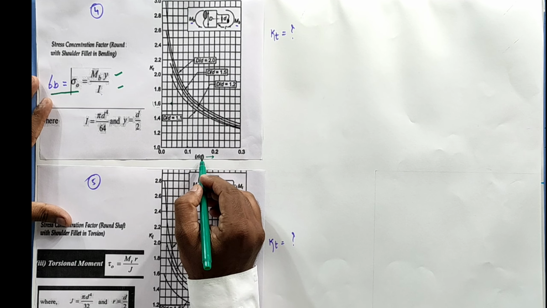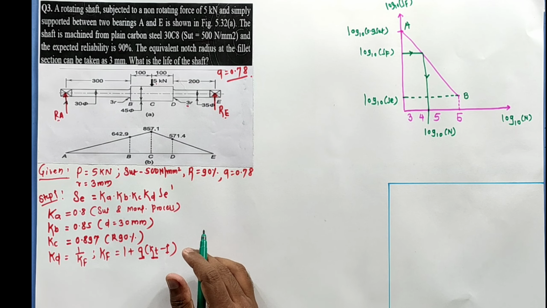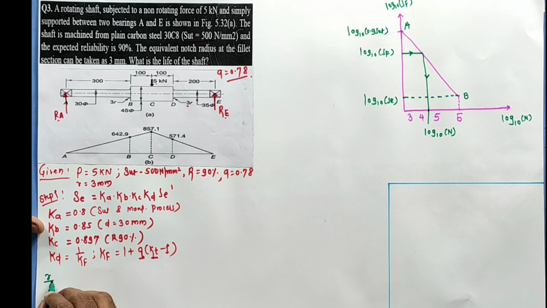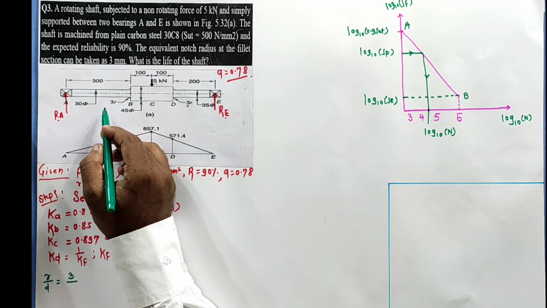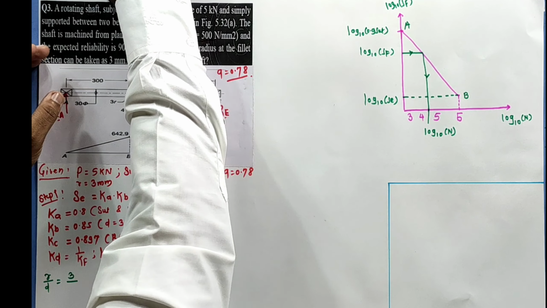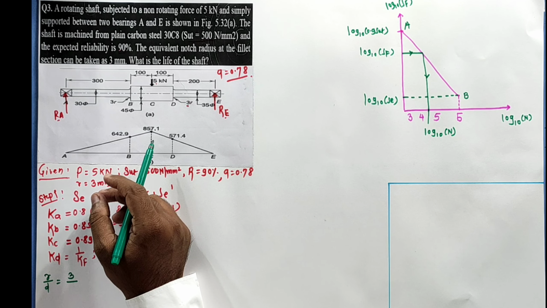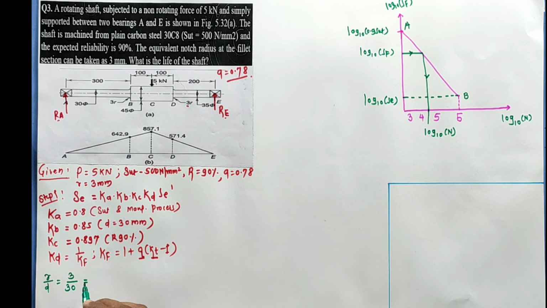So r by d, I must know on the x-axis, and for the curve D by d, I must know. So I'll calculate one by one. r by d for this case: r is 3. d is diameter, I will have to take 30. With respect to fillet, whichever is the smaller, that I will have to consider, 30. So it is 0.1.